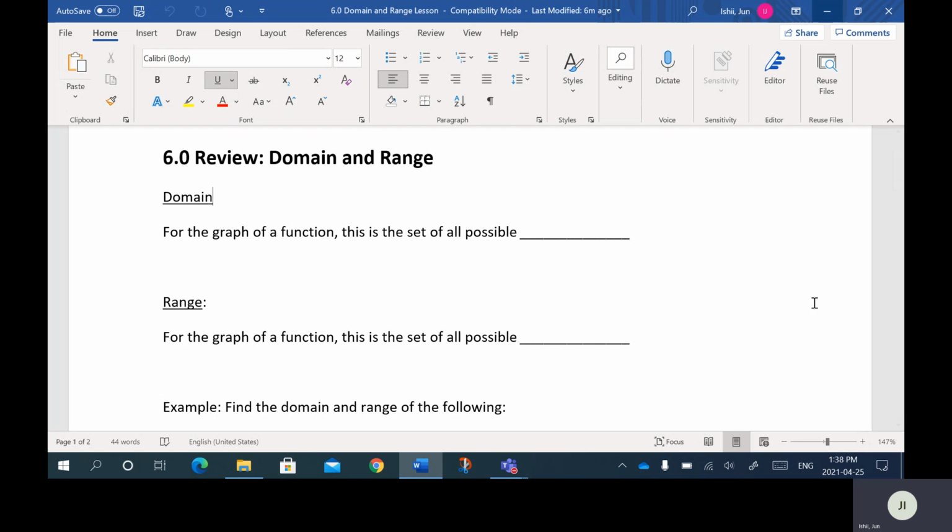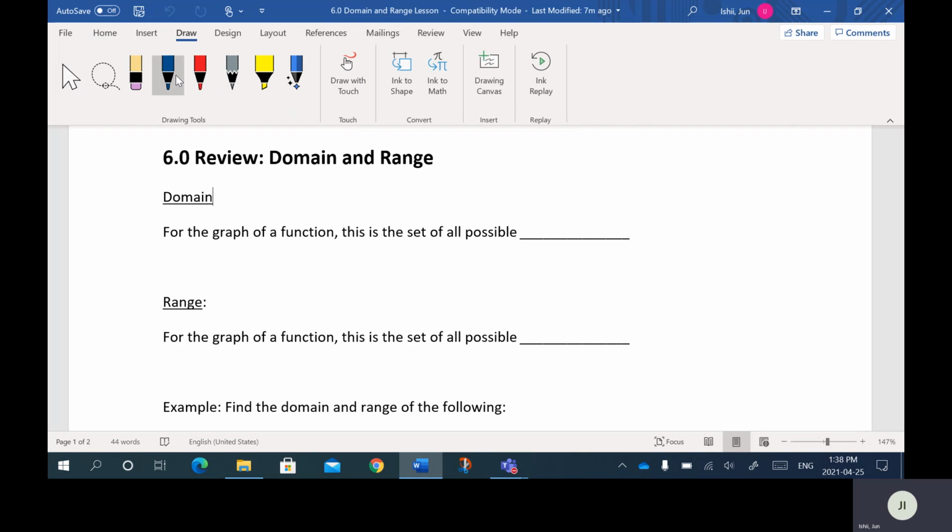The domain of a function, for the graph of a function, is the set of all possible x values. So domain has to do with x. In terms of the graph, basically we're looking at where there's a function if we were to go from left to right, back and forth.